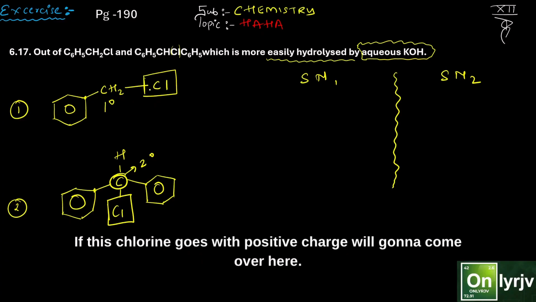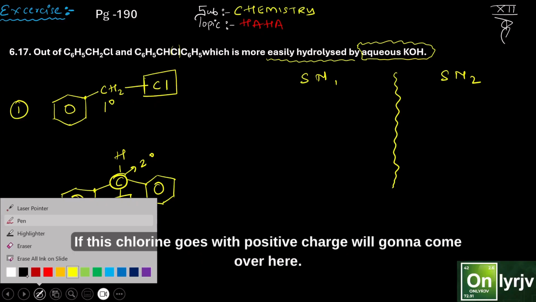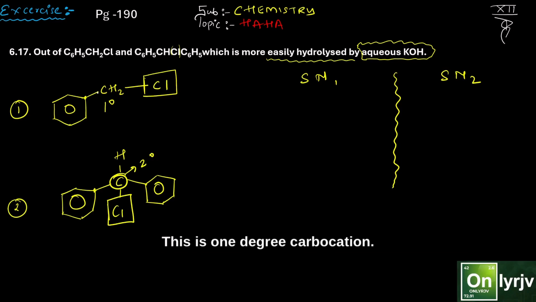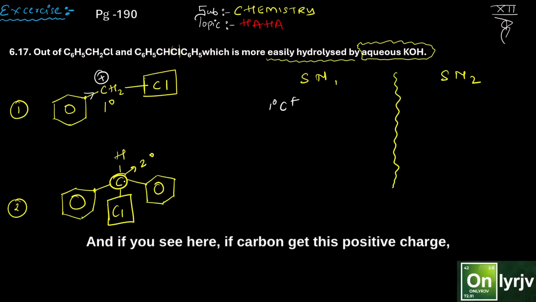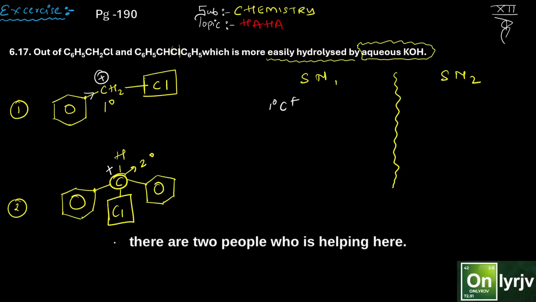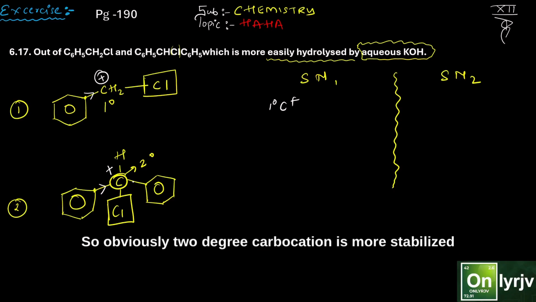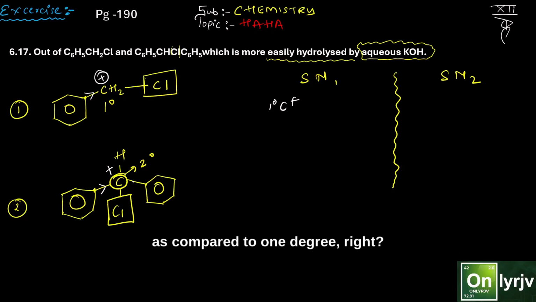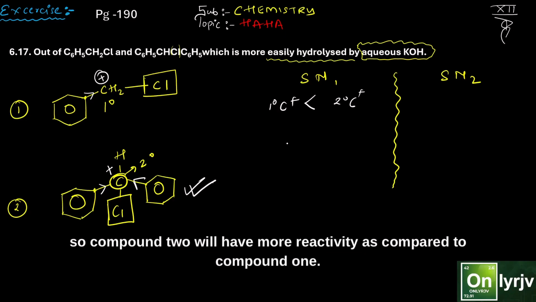If this chlorine goes, the positive charge will come over here. This is a 1 degree carbocation. And if you see here, when this carbon gets the positive charge, there are two groups helping to stabilize it. So obviously the 2 degree carbocation is more stabilized as compared to the 1 degree, right? So in case of SN1 reaction, C6H5CHCl is going to win. Compound 2 will have more reactivity as compared to compound 1.